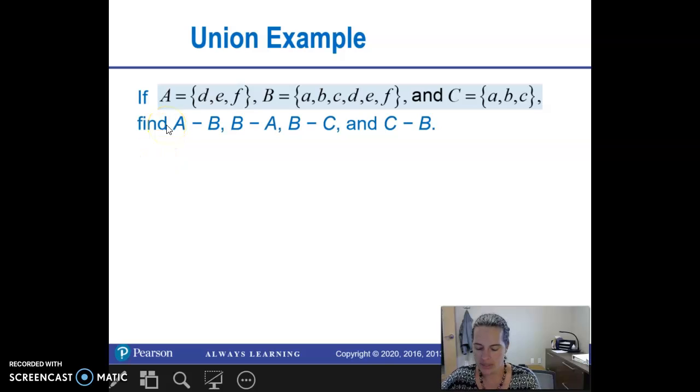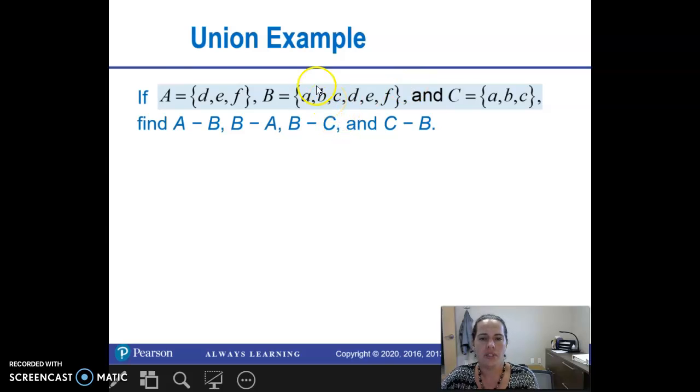I wanted to talk to you about these union examples and complements. So this first piece, they gave us set A and set B, which there's some overlap there, and then they also give us the set C, which overlaps with B as well.